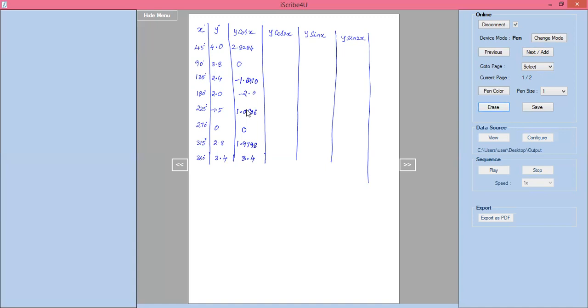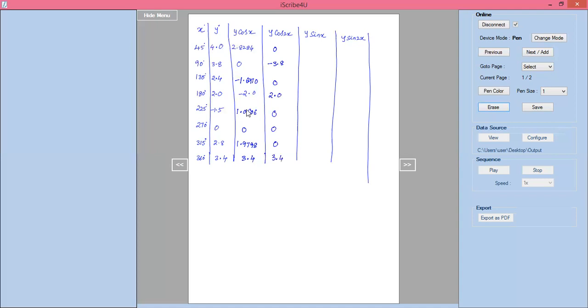Next, similarly, y cos 2x. If you simplify this, the first one should be 4.0 into cos 90, which is 0. And next one should be minus 3.8, since 3.8 into cos 180 is minus 3.8. And next one should be 0, since 2.4 into cos 270 is 0. And next one should be 2.0. And next one, if you simplify 225, this one should be 0. 0 into cos of 2 into 270 is 0. The next one should be 0. And next one should be 3.4.